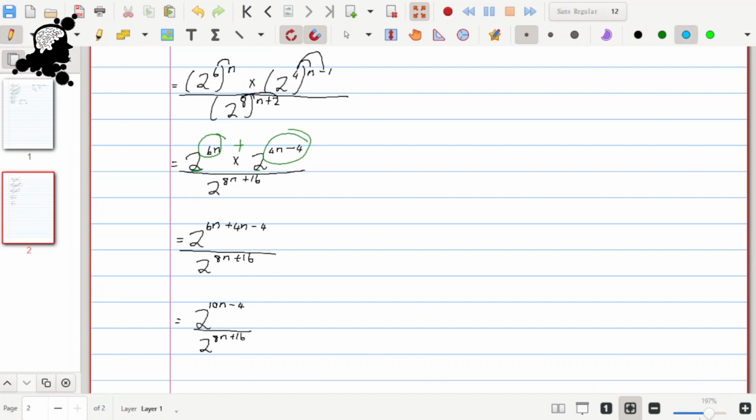Notice, we are dividing numbers with the same base. We have to take the exponents and subtract them. So this is going to give me 2 to the power 10n minus 4 minus 8n minus 16. This gives 10n minus 8n, that's 2 to the power 2n, and minus 4 minus 16 gives minus 20. I can leave my answer like that. It's complete. Life is great.